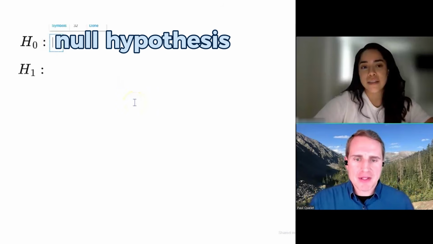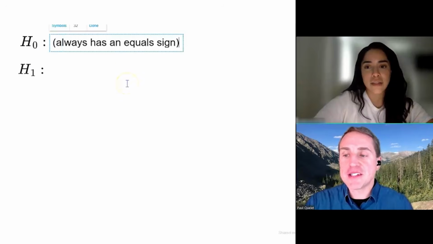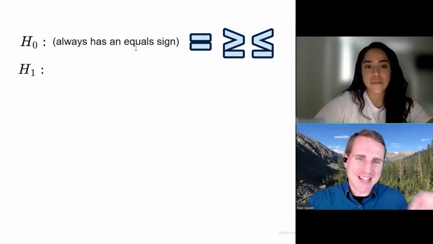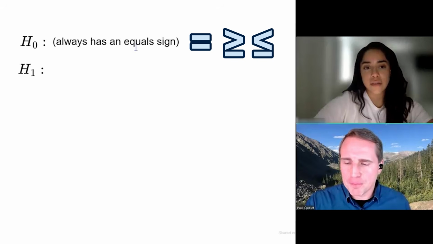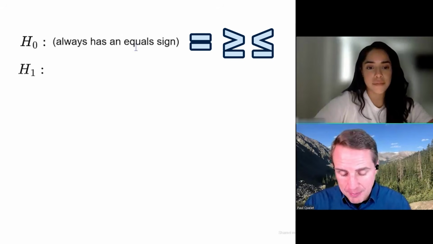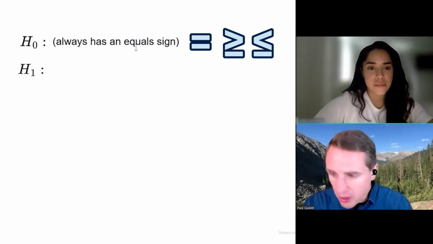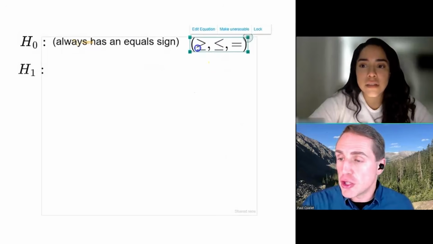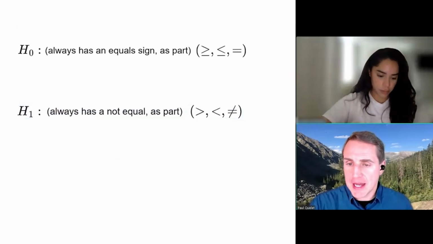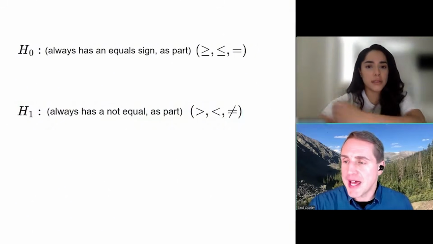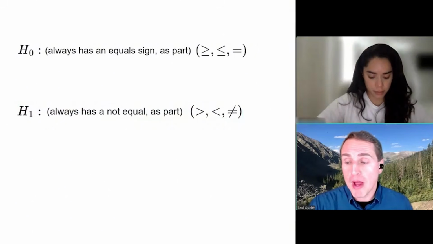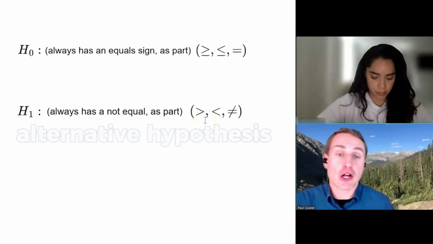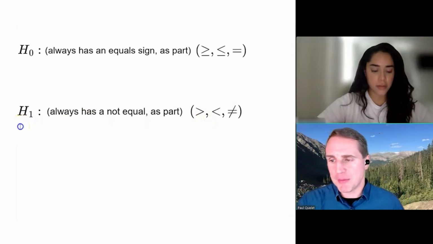The null hypothesis is always going to have, I'm going to suggest, an equal sign. So it's always equal, or greater than or equal, or less than or equal. So the only possible signs for a null hypothesis are greater than or equal, less than or equal, or just the equal sign. So hopefully you're getting the idea here. The null hypothesis always has an equals as part of it, whereas the alternative hypothesis always has a not equal to as part of it. So like a greater than, a less than, or a not equal to. Does that make sense?